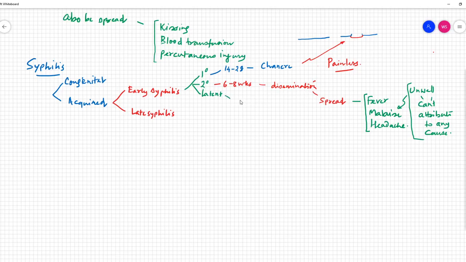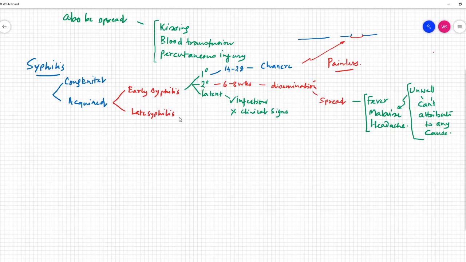So latent is there is infection. Infection is present, but clinical signs are not. So if you do a diagnostic test, it will show the presence of infection, but you won't find any clinical signs.